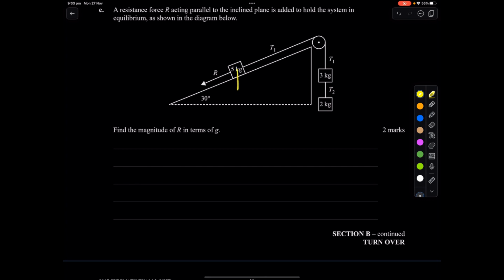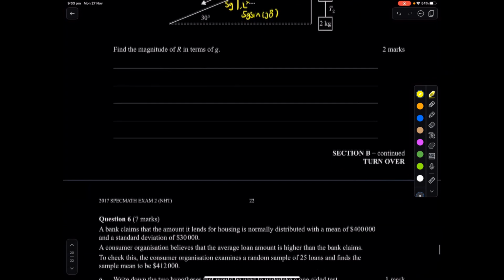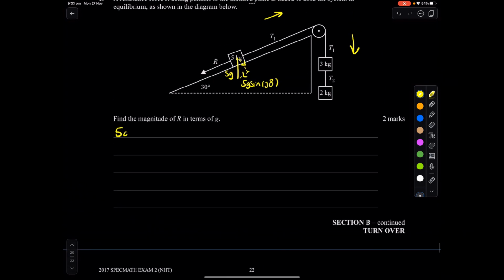Let's break this down. We know we have 5G, and this component here would be 5G sine theta, sine 30 degrees. Let's still take going this way as positive. What forces do we have? For the 5 kilogram mass, writing our equations of motion: T1 minus 5G sine 30 degrees minus R should equal 0, remember? Because it's mass times acceleration, and acceleration is 0.